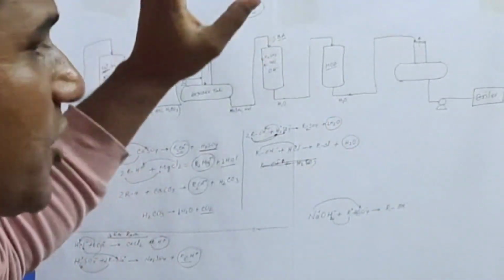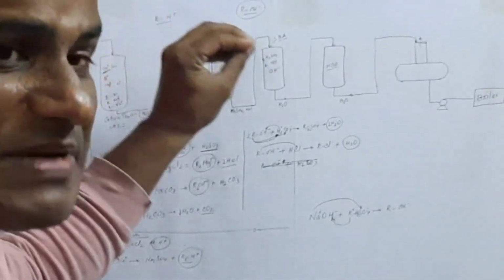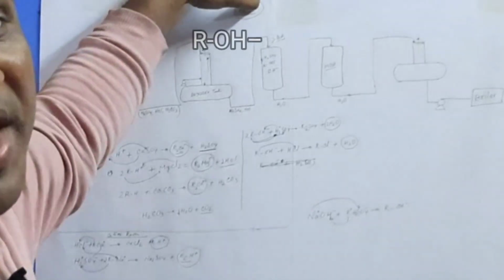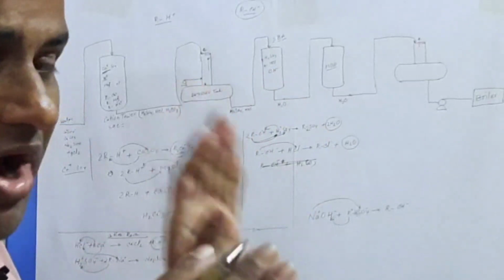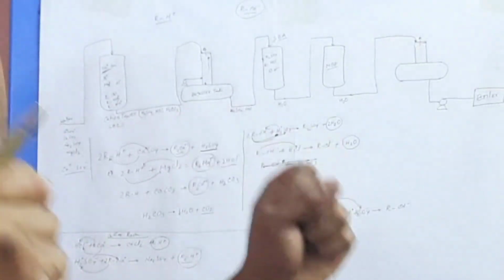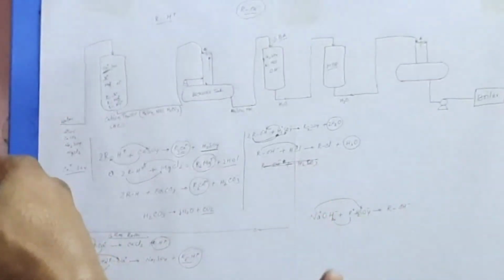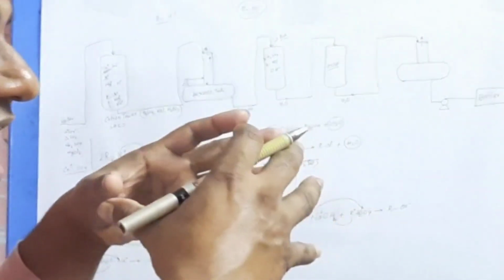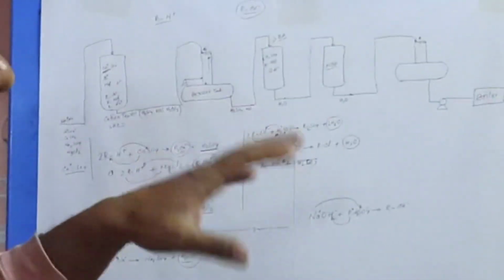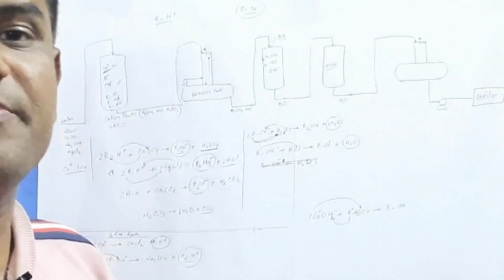Previously I told you the anion tower resin is represented as ROH, an R-OH negative ion. When it is ROH, it is active resin. When it is exhausted, this OH is removed and another anion or negative ion is absorbed. So after absorbing all the negative ions, this anion resin will be exhausted.